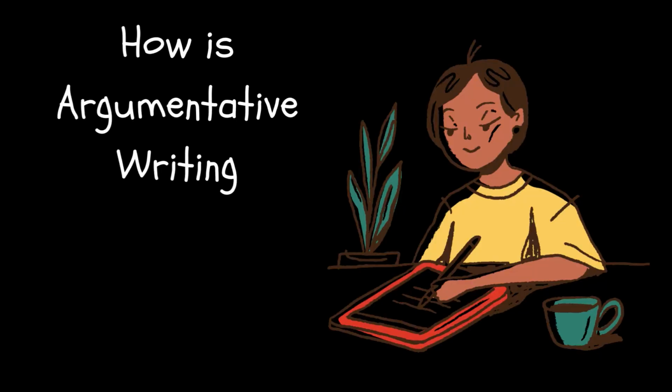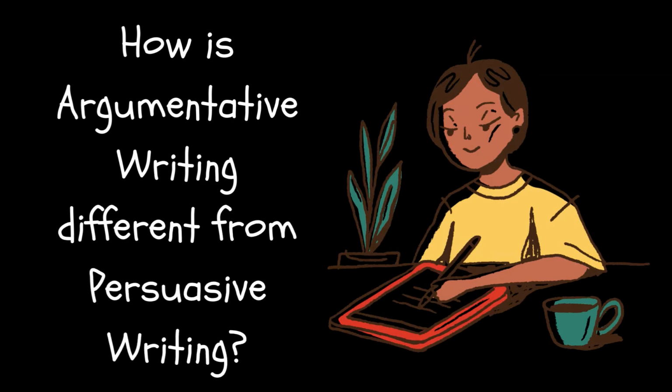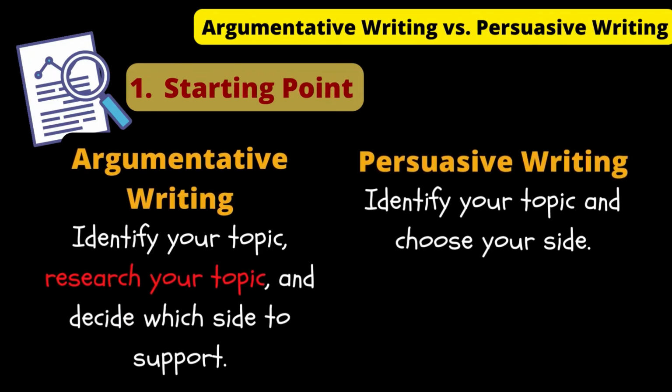You may be probably confused between argumentative writing and persuasive writing since in writing both you have to choose a stand. So let us discuss their differences. The first one is the starting point. In argumentative writing, it is very important that you have to do further research about the topic or issue in order to support your claims. Evidences matter since you will use them in presenting your side.